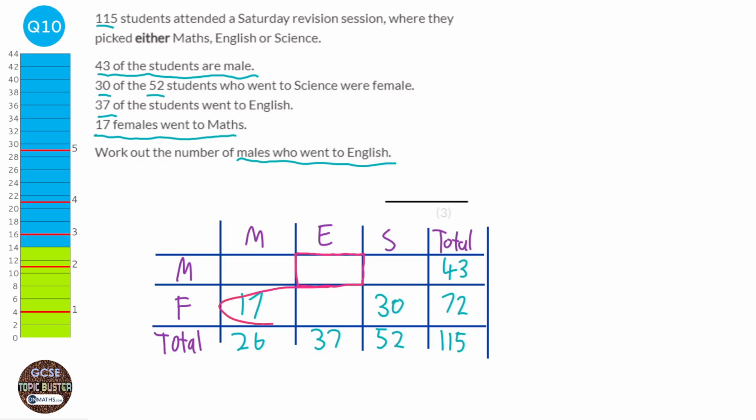So the next thing we can do is work out this bit here. So the total females 72, the females who went to maths 17, females who went to science 30, so that leaves 25. And then you can see here we can work this out. So the total was 37 who went to English, 25 females, and so that means there will be 12 males.